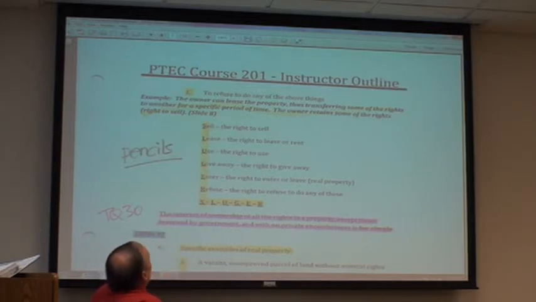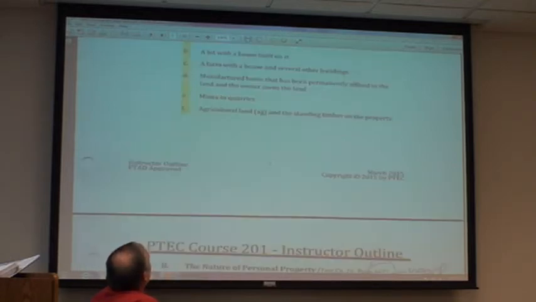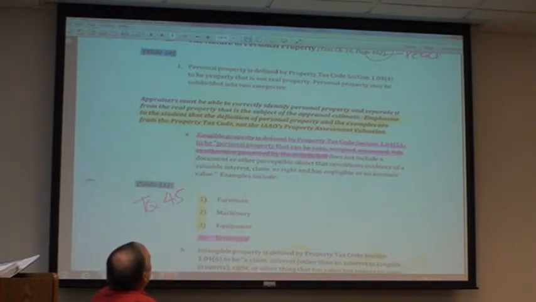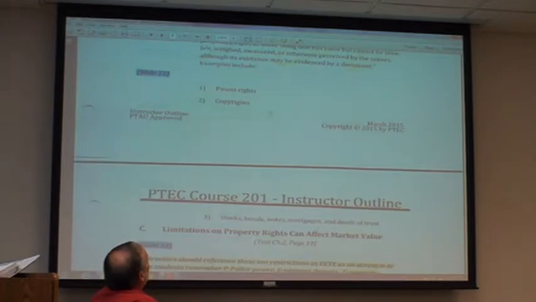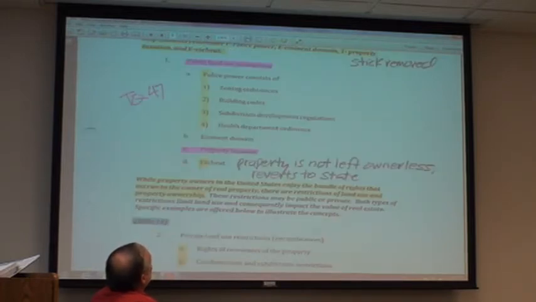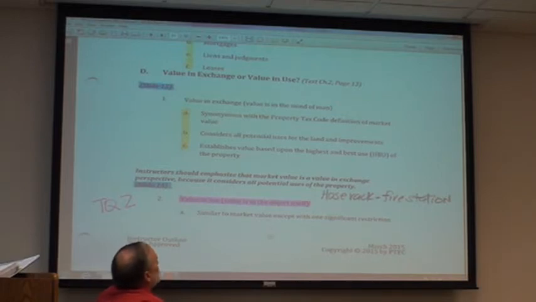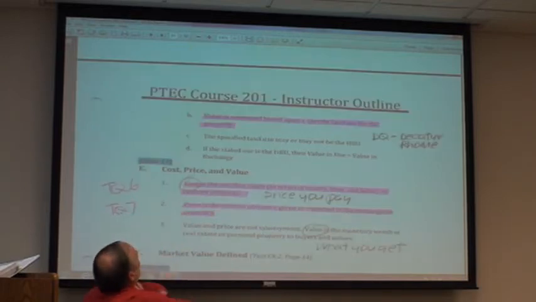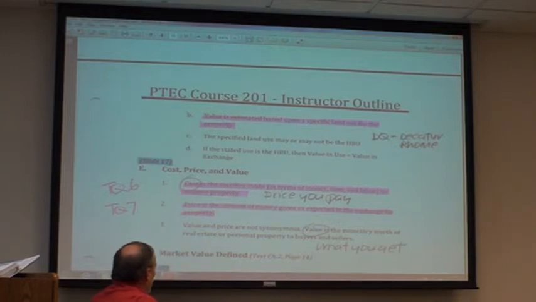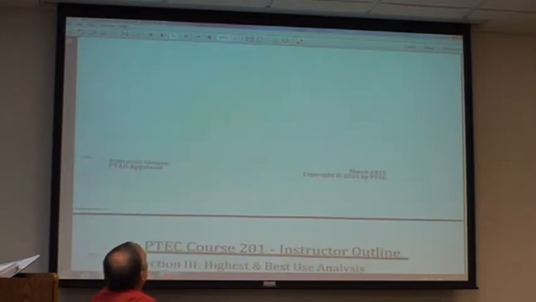Interest of ownership on all rights of the property, except those reserved by the government. No private restrictions, is fee simple. Tangible property, we talk about personal. We talk about things that are personable. We talk about public restrictions, zoning, building codes, subdivision, and health departments, taxation. Talk about eminent domain, we talk about escheat, the property is not left ownerless versus the state. We talk about value and use, similar to market value. Value is estimated based on a specific land use of the property. Talk about cost as a sacrifice made, price is the amount of money, this is similar to the last one we looked at.